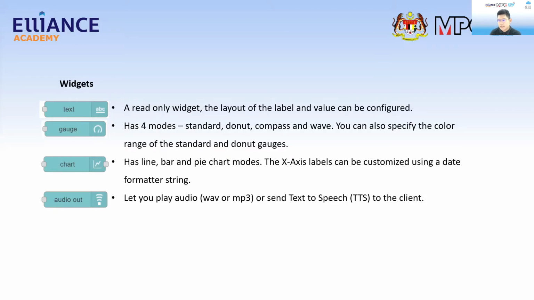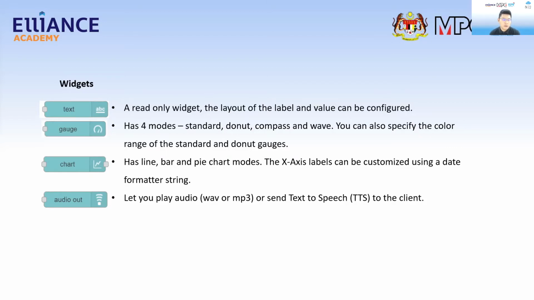Okay, this text adalah satu widget untuk displaykan wording saja. So you boleh display apa wording yang kamu mau dalam email dashboard. Mungkin you boleh tulis nama company kamu atau reading apa atau boleh introduce sikit tentang company lah. Okay. So the next widget is the gauge widget. All right. So this gauge widget has 4 modes. Okay. Standard, donut, compass, and wave. And you can also specify the color range of the standard and also the donut gauges.